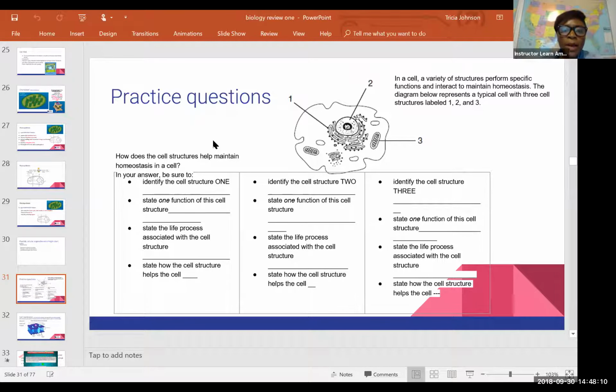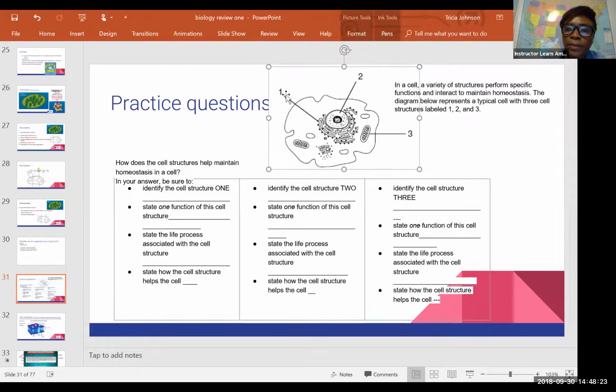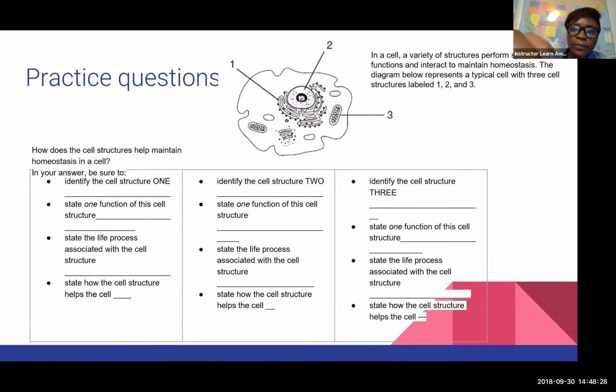So let's process some. Let me give you time to look at it. Let's take a look at structure 1. Structure 1 is pointing, my image. Here we go. So structure 1 is pointing to this dot, that circle on the endoplasmic reticulum.